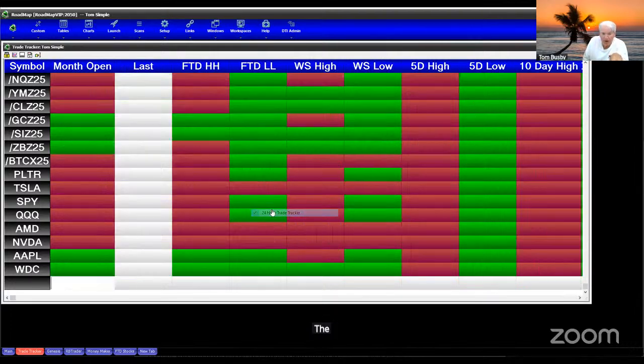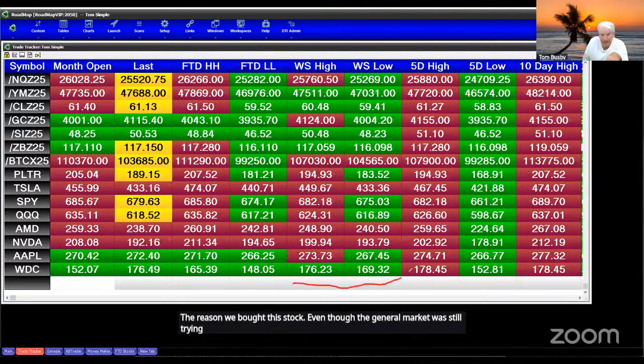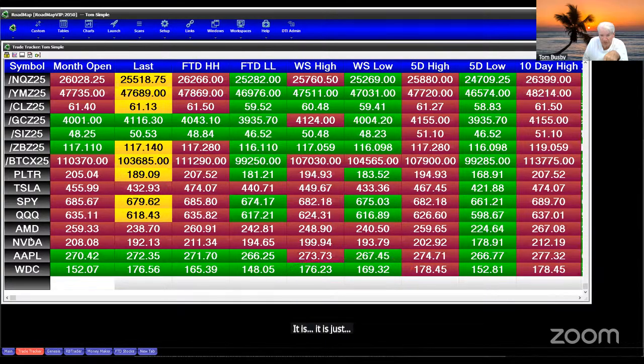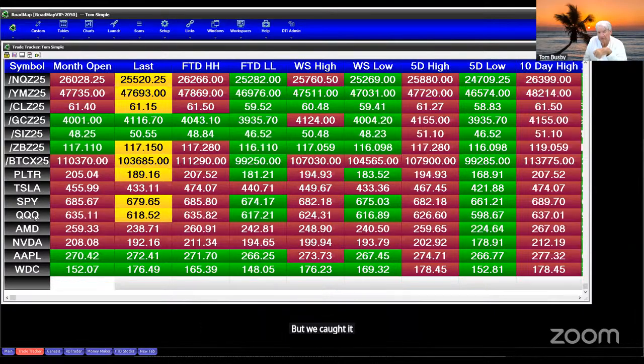The reason we bought this stock, even though the general market was still trying to decide, is look at it relative to the general market. It is just scooting. And today we went as high as 178, right? But we caught it early and made some nice change with WDC. I think Jonathan highlighted the fact we keep that in our afterburner program. It's a little bit longer term trade, but the value of the roadmap got us there because we can do that with any stock that sets up.